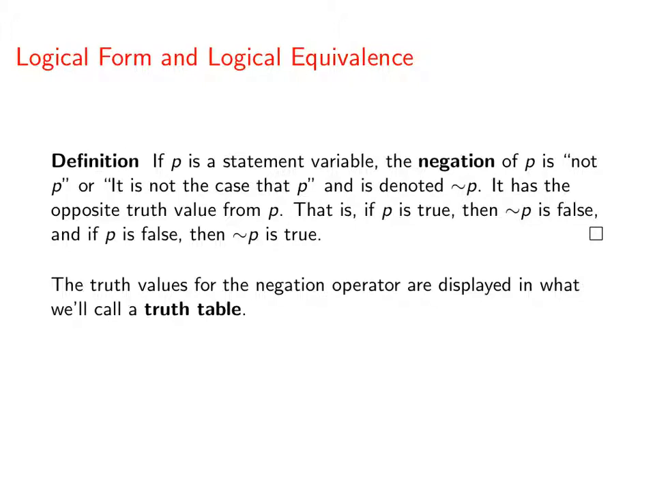Now, we're going to display the truth values for this negation operator in what we'll call a truth table. This right here is the truth table for the negation. So it shows you the possible values of P and what the values of not P will be.